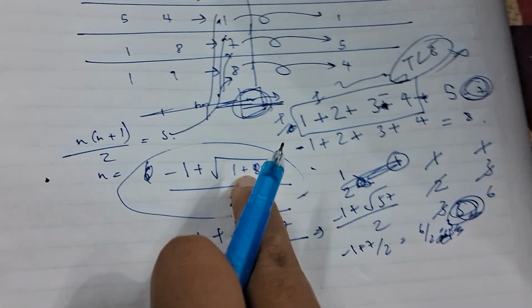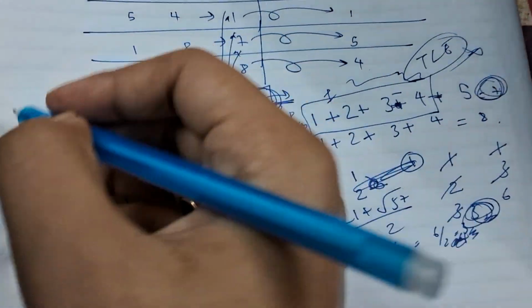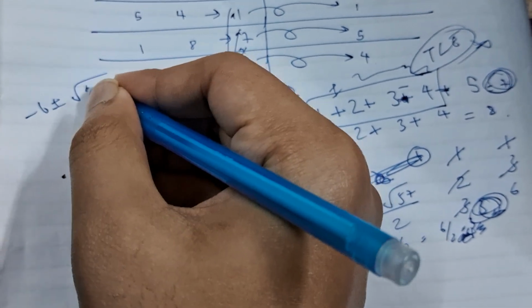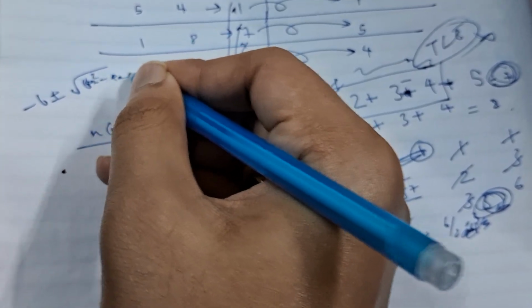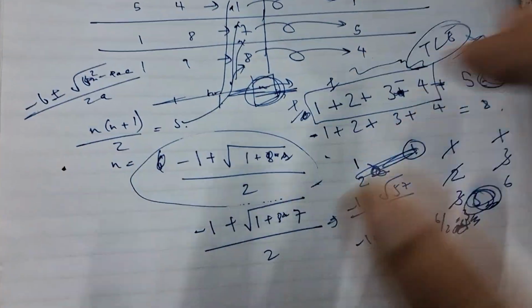So I hope this is clear, how this formula works. If you know basic mathematics, you can use Sridhara Acharya's formula, which is this one: b square minus 4ac by 2a, this thing. So same thing, man, same thing.